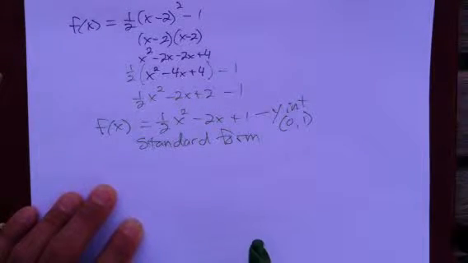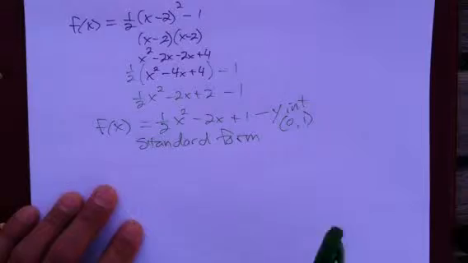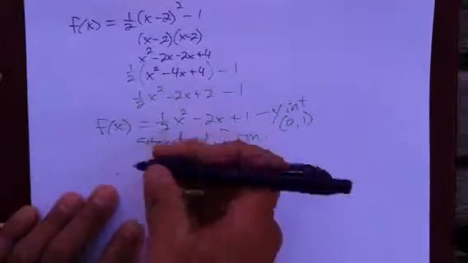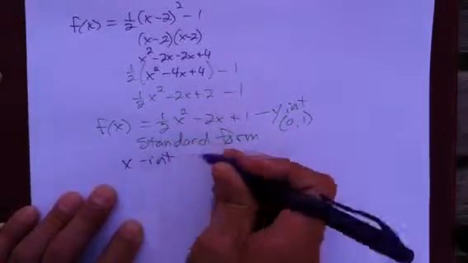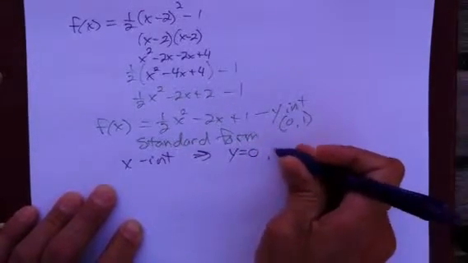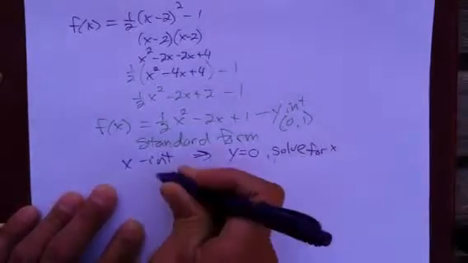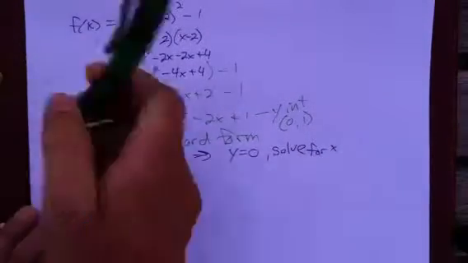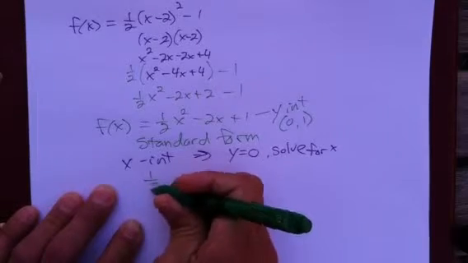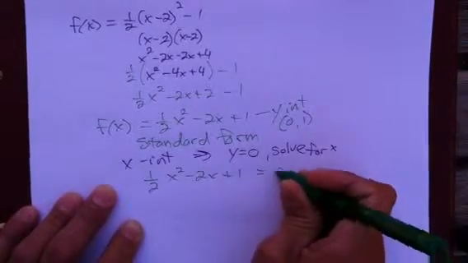Okay, so where the other form tells me the vertex and the shape and the orientation, this one tells me the y-intercept and the shape and the orientation. If we were to find the x-intercepts here, that means we have to set y equal to 0 and then solve for x. Okay, let's do it. Switch back to green because it's a nice day. 1/2 x squared minus 2x plus 1 equals 0.